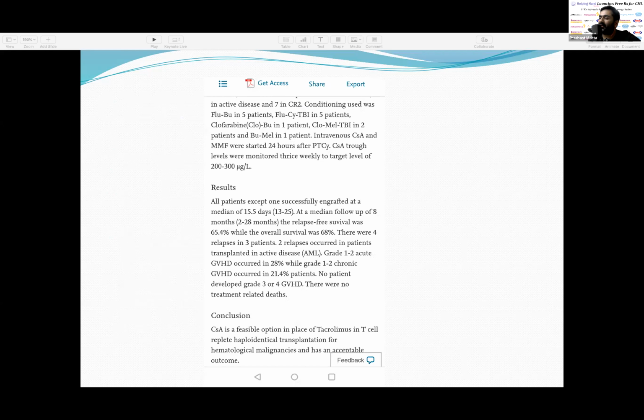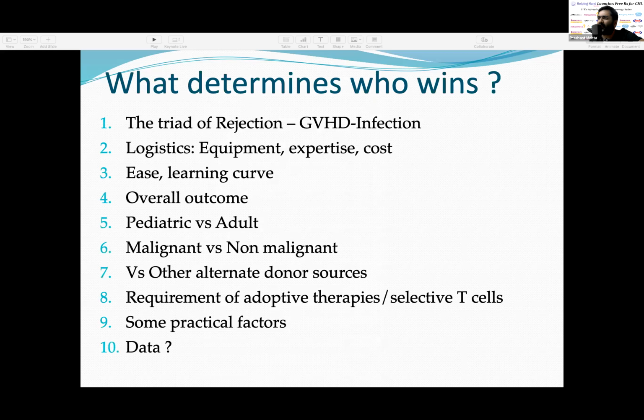And this is the overall survival with the PTCY strategy from our data set, and you can see the overall survival here 68%. The relapse free was 65.4%. The median follow-up was 8 months, and some of these patients were actually long-term survivors. And we also found that in the Indian setting, cyclosporine is a feasible option instead of tacrolimus.